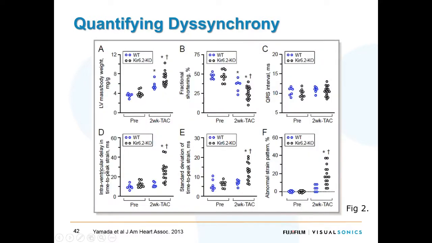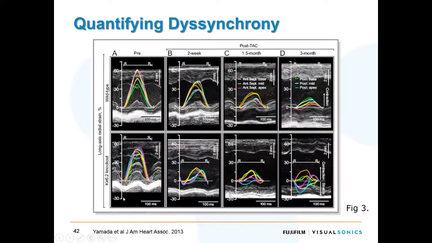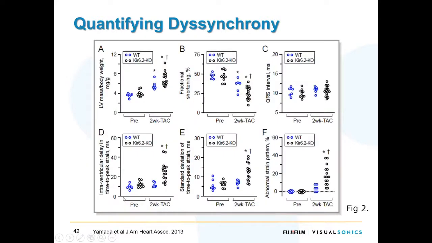And she further quantified that using those methods that I mentioned. So she did intraventricular delay in the time to peak strain, compared pre and post, and she also did the standard deviation of the time to peak strain in pre and post. So it's great to show both the qualitative picture of dyssynchrony, but then you can also quantify that using those two methods that I outlined.